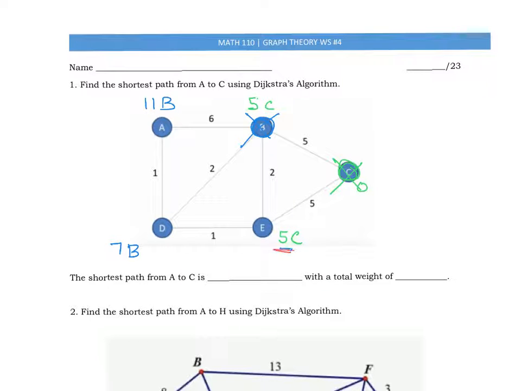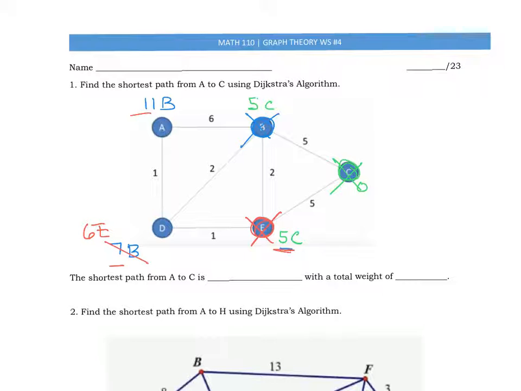Now between the 5, the 7, and the 11, the 5 is the cheapest. So I'll circle that, and I'm going to go to unvisited vertices. So 5 plus 1 is 6. That's better than the 7. So 6, I came from E, and I can't go anywhere else.